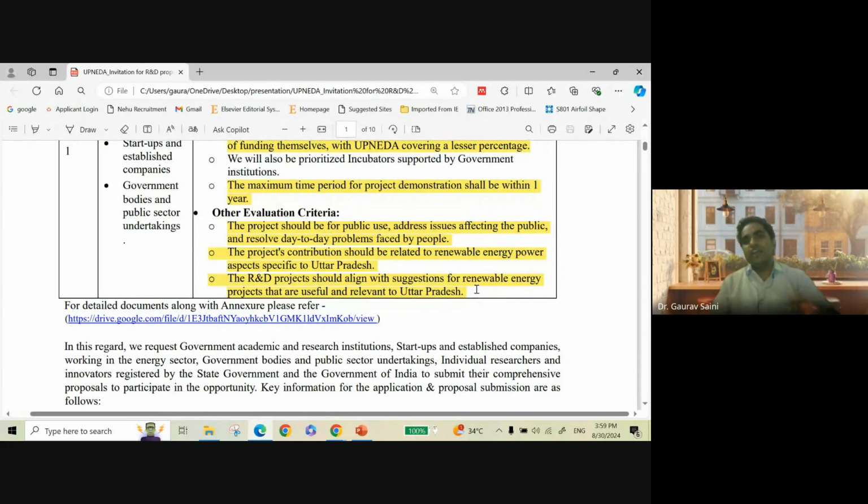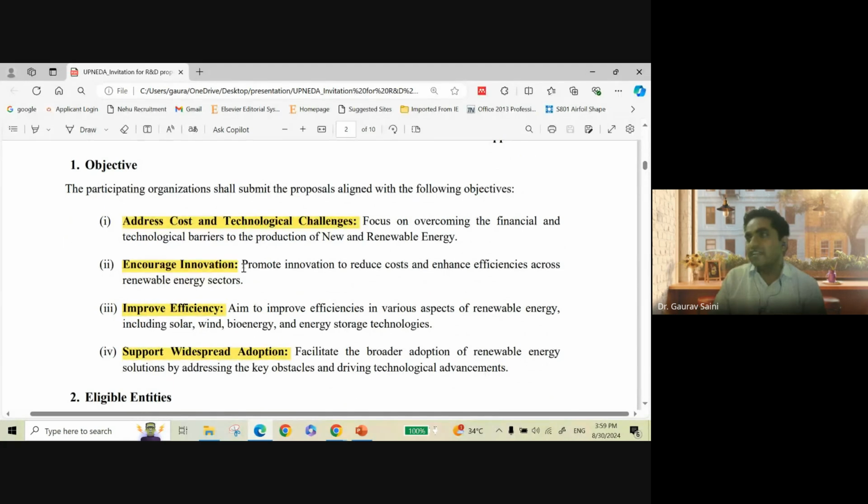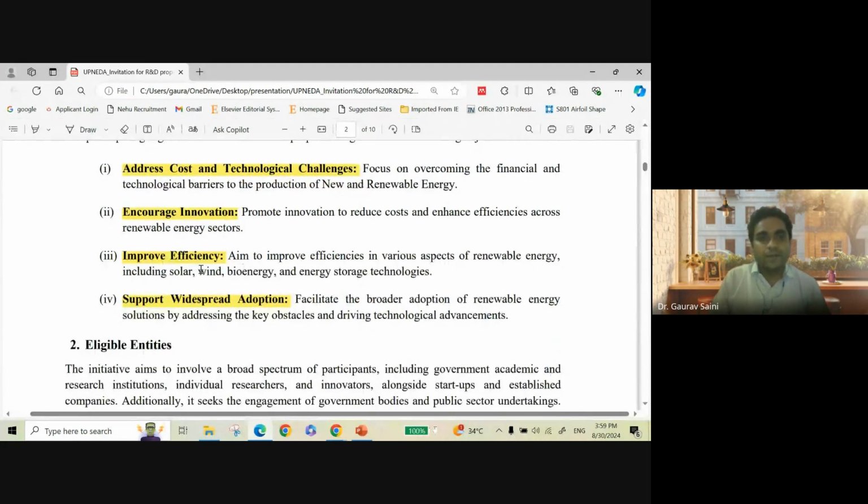Similar to this, we have different kinds of regulations or desirable conditions from the funding agencies that we have to take care of during the submission of the project. You can see what may be the objectives, the cost, and the technological challenge that should be addressed. They encourage innovation. Improve efficiency: suppose some existing system is there, and if you are proposing something that improves the efficiency, that has to be there.